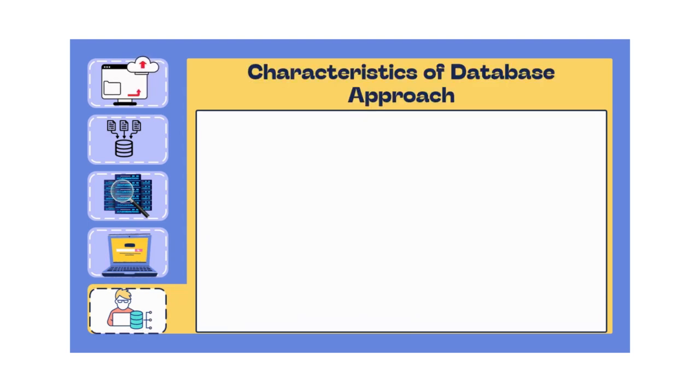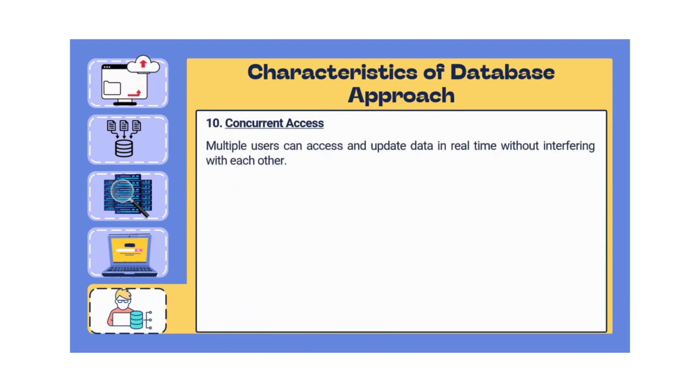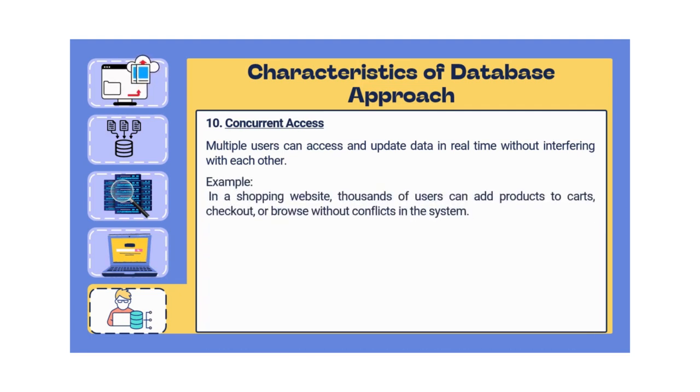The 10th characteristic of database approach is concurrent access. Multiple users can access and update data in real time without interfering with each other. Example: on a shopping website, thousands of users can add products to carts, check out, or browse without conflict in the system. The 11th one is data modeling and querying.